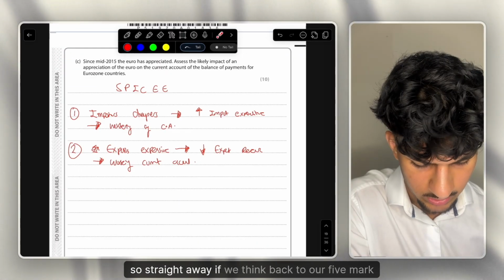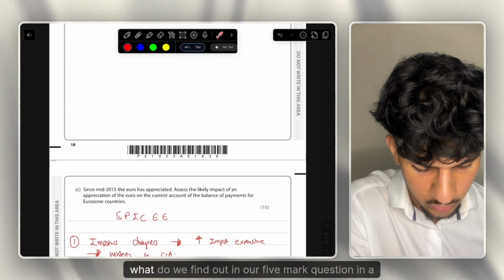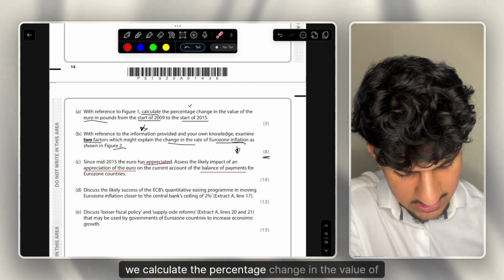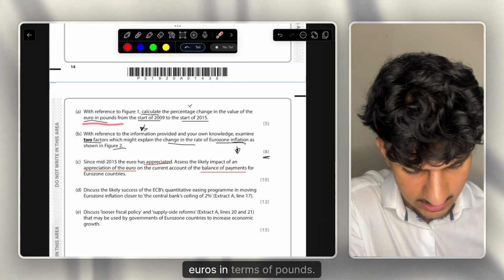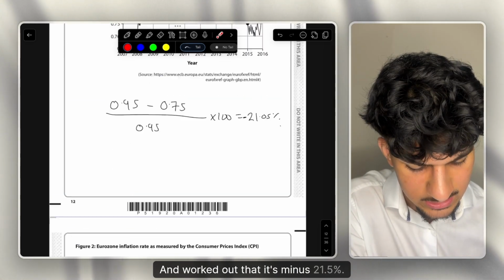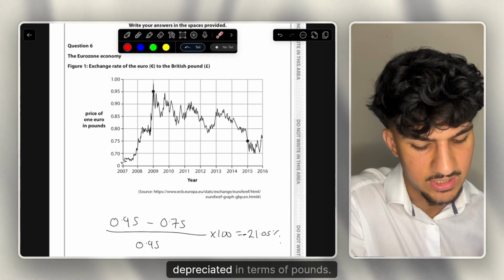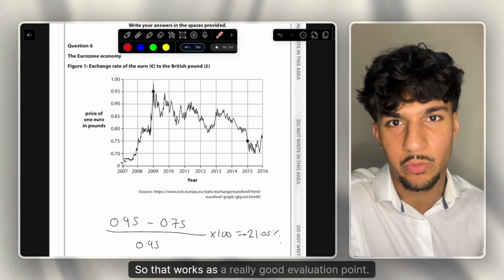So then straight away, if we think back to our 5-mark question, what do we find out in our 5-mark question? If we read back to it, we calculate the percentage change in the value of euros in terms of pounds. Worked out that it's minus 21.5%. So basically, that's telling us the euro has depreciated in terms of pounds. So that works as a really good evaluation point.